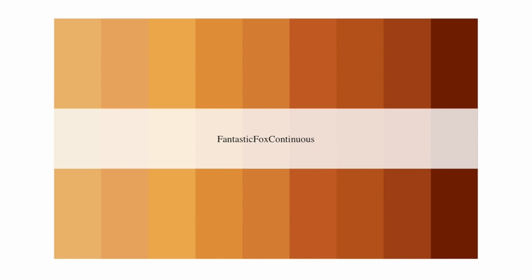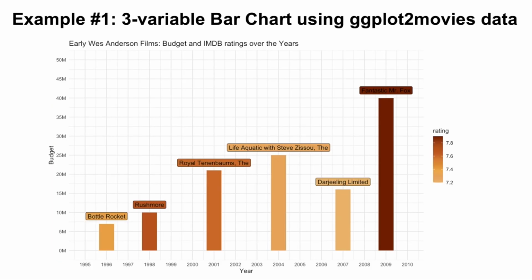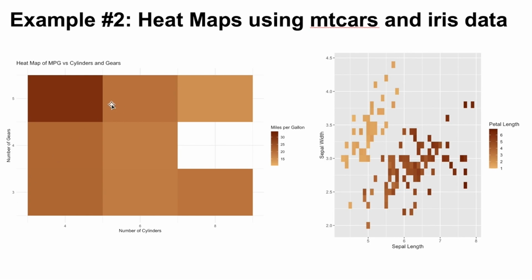Here are the colors that were added. And visualizations using the ggplot2 dataset of IMDb ratings. And some heat maps using the MTCars dataset and the Iris dataset.